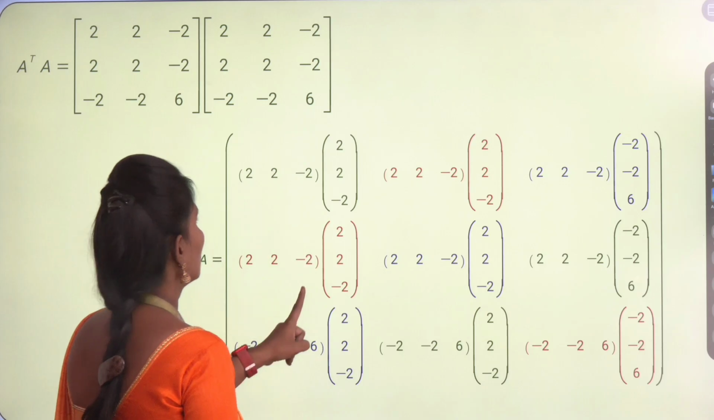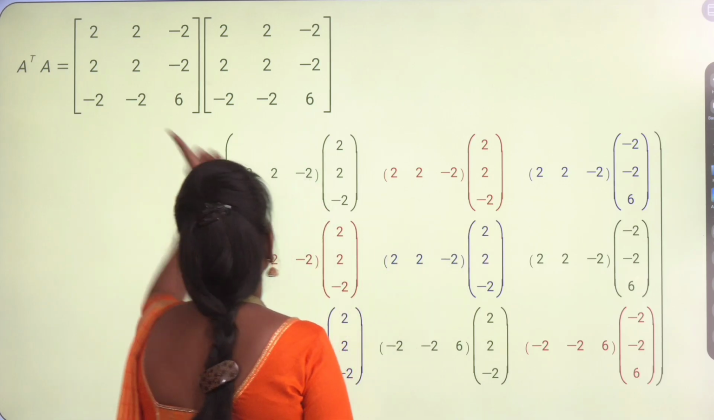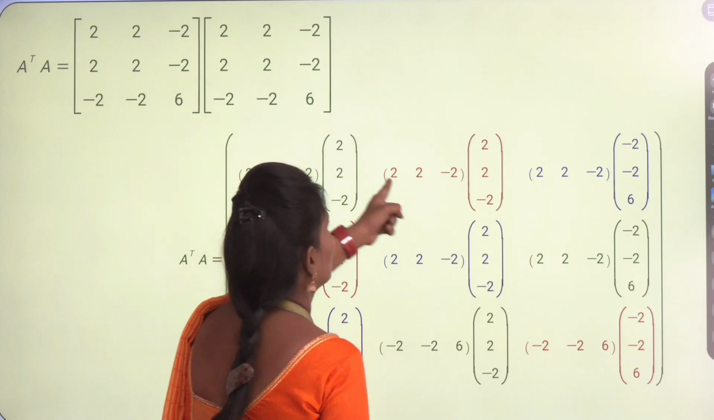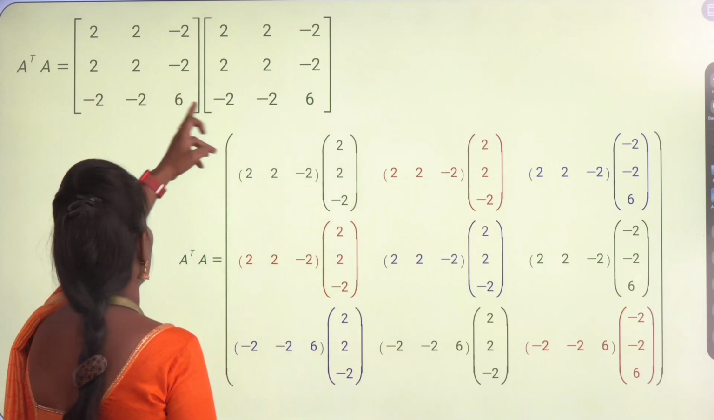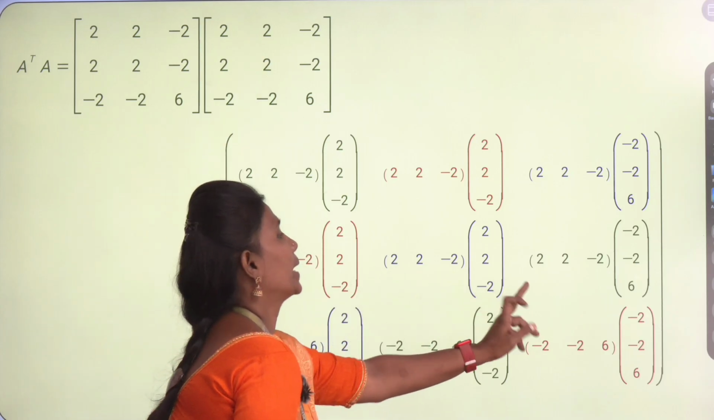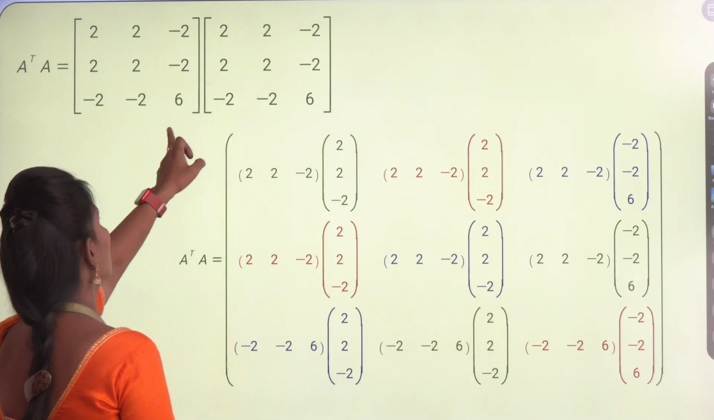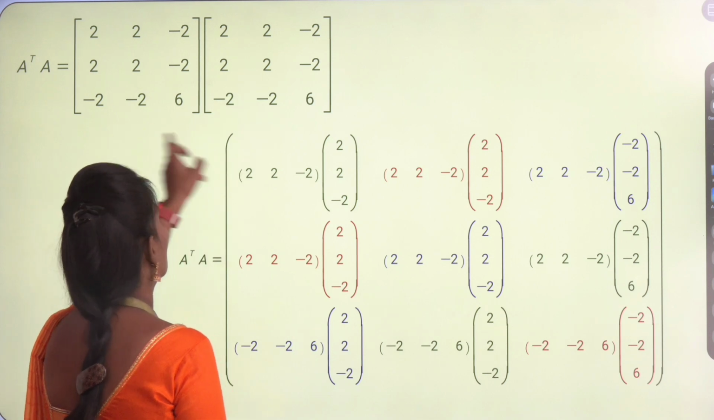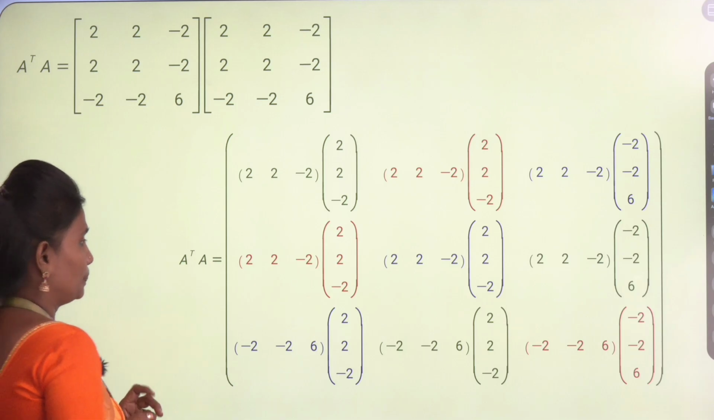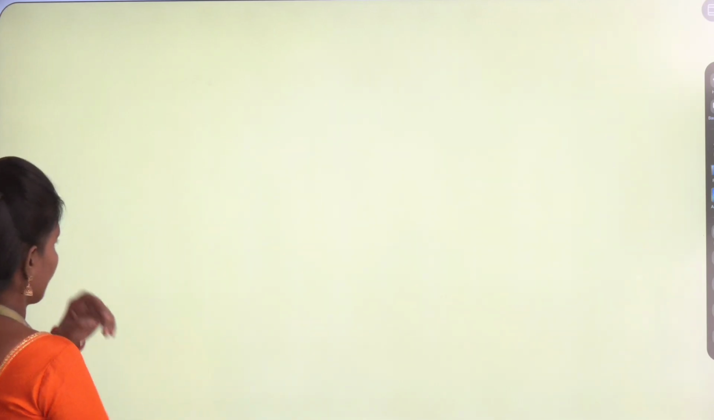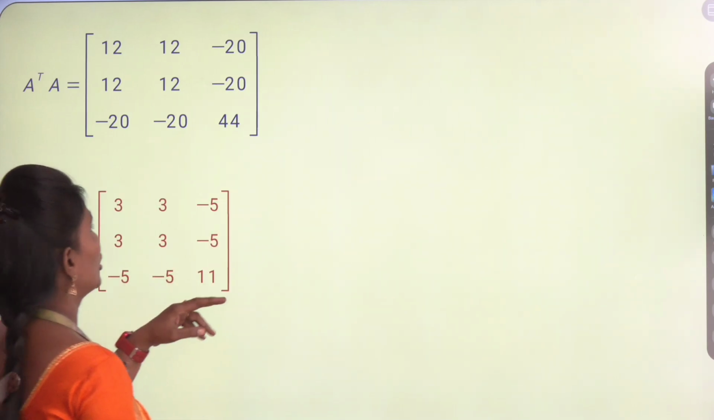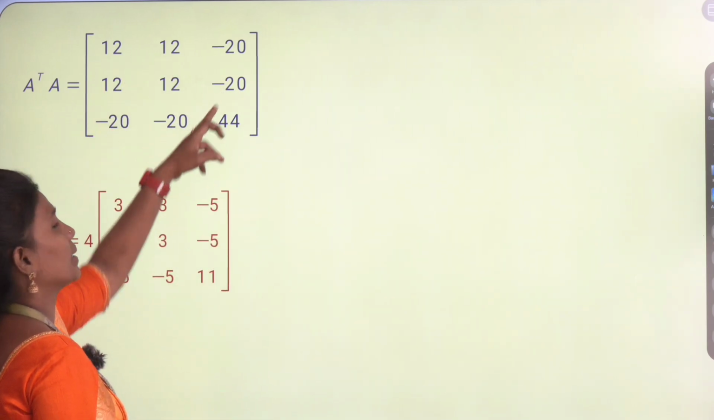Take the first row, first column, first element; first row, second column, second element; first row, third column, third element. Similarly, second row, first column, second row, second column, second row, third column, you get all three elements of the second row. Similarly, third row, first column, third row, second column, third row, third column, you get all three elements of the third row here.